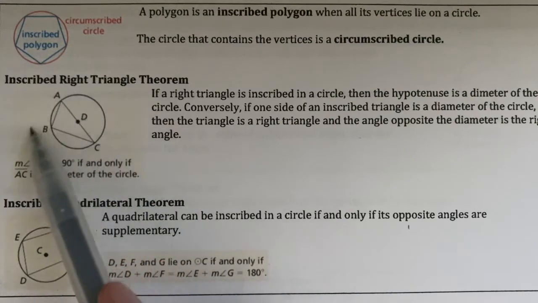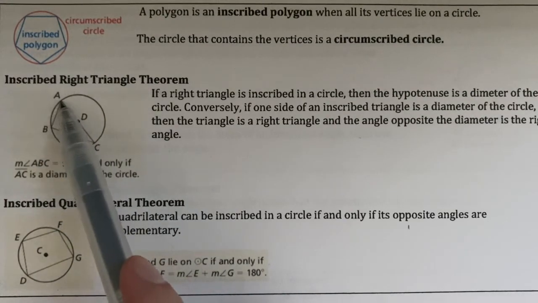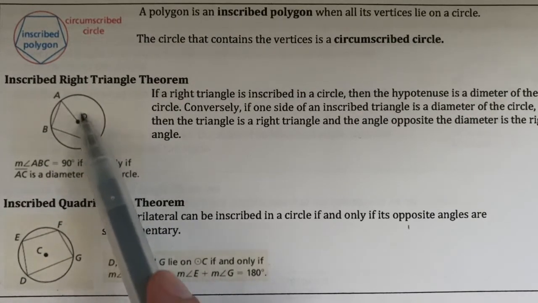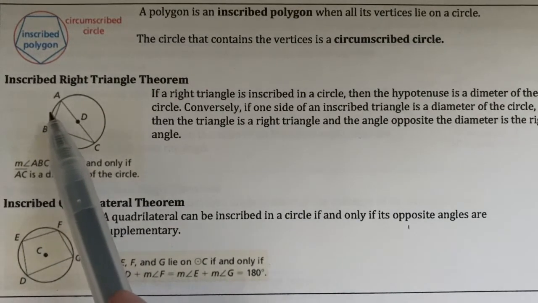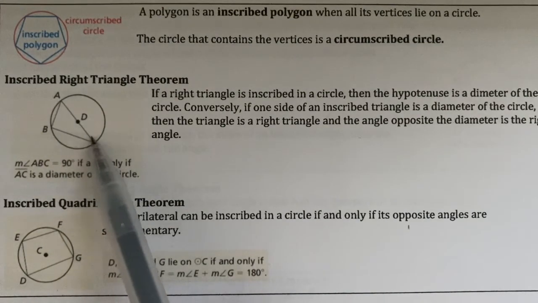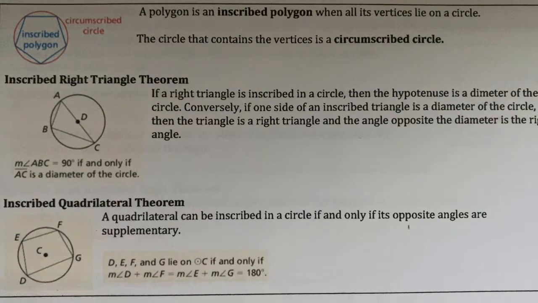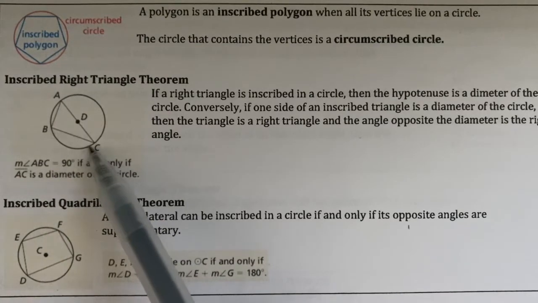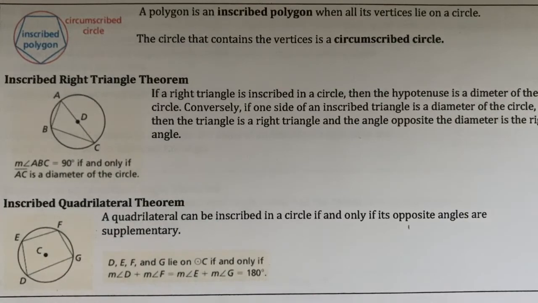The first one is the inscribed right triangle theorem, and it tells us that if you have a right triangle inscribed in a circle, the hypotenuse is going to be the diameter of the circle. The reverse is also true. If one side of a triangle is a diameter, then the triangle is going to be a right triangle, and the angle that's opposite the diameter will be a right angle. So here, since AC is a diameter, angle B is going to be a right angle.